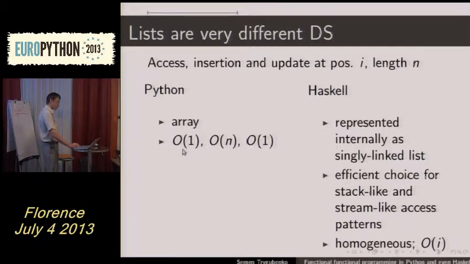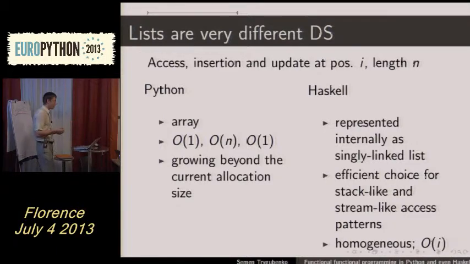lists elements can be accessed or updated in constant time, whereas for insertion the complexity is order of n. It's because arrays are contiguous in memory, and under special circumstances, for example growing beyond the current allocation size, once you've exhausted everything you've allocated so far and you want to insert a new element, what will happen? The new area will be allocated. Then the current set of elements will be moved into it, the old stuff deallocated, and then an element added.